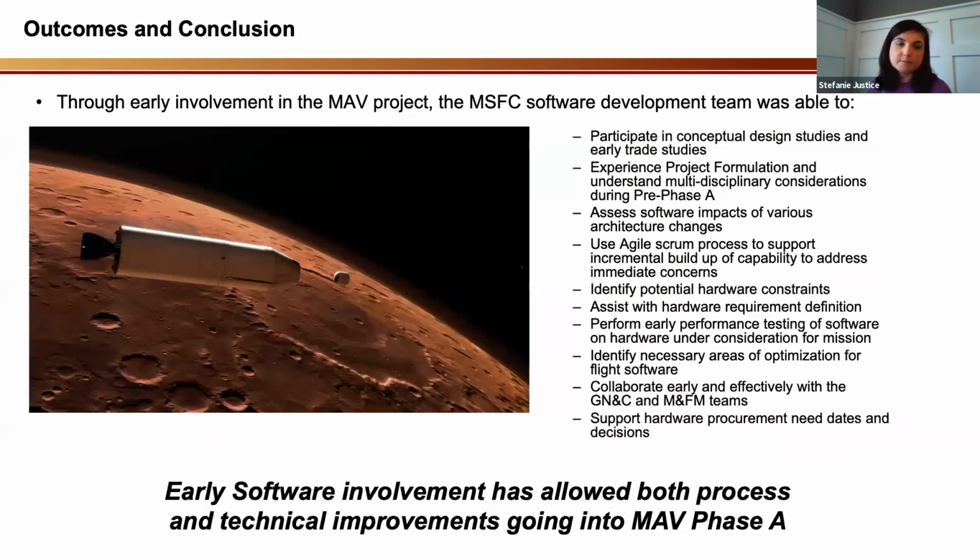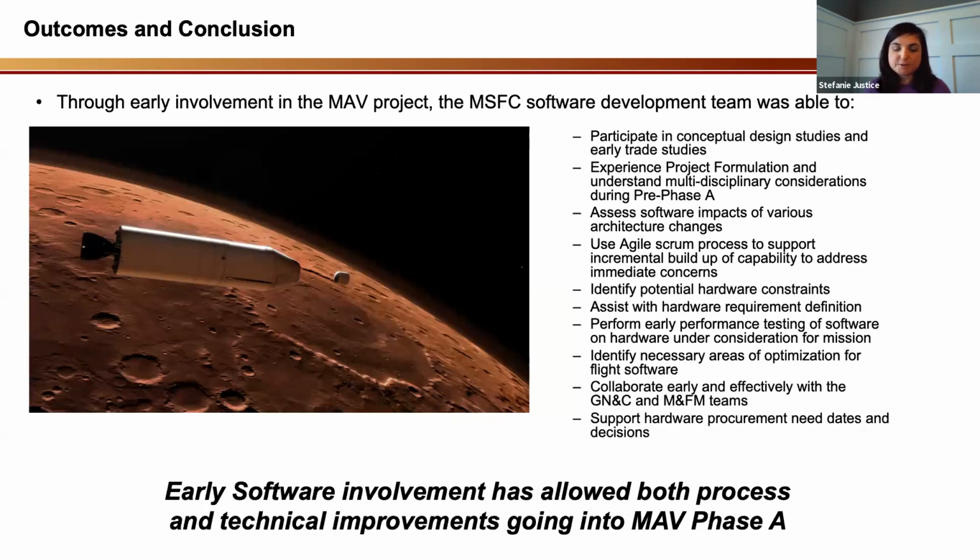So just a summary of the things that we've seen through our early development. We've been able to participate in conceptual design studies and early trade studies, and the team was really able to experience the whole project formulation phase of a project at NASA. So we were really able to understand some of the multidisciplinary considerations that come up during pre-phase A. I know for me personally, and I think the team would echo this as well, that was a very unique experience because we were able to sit around the table with all the different disciplines.